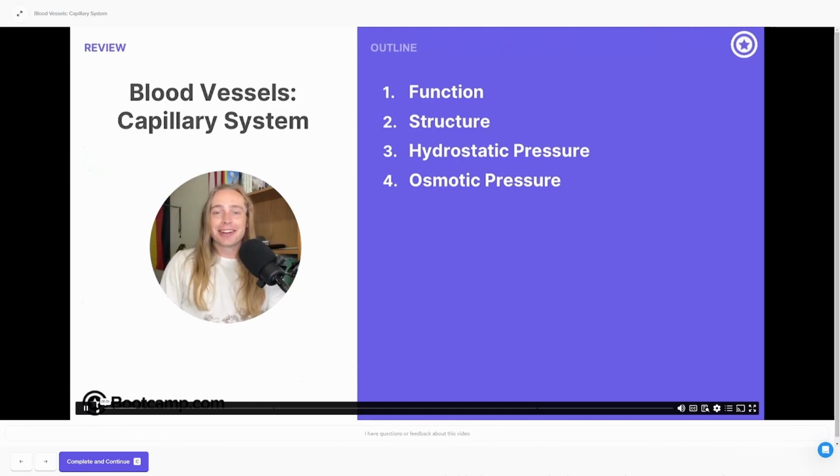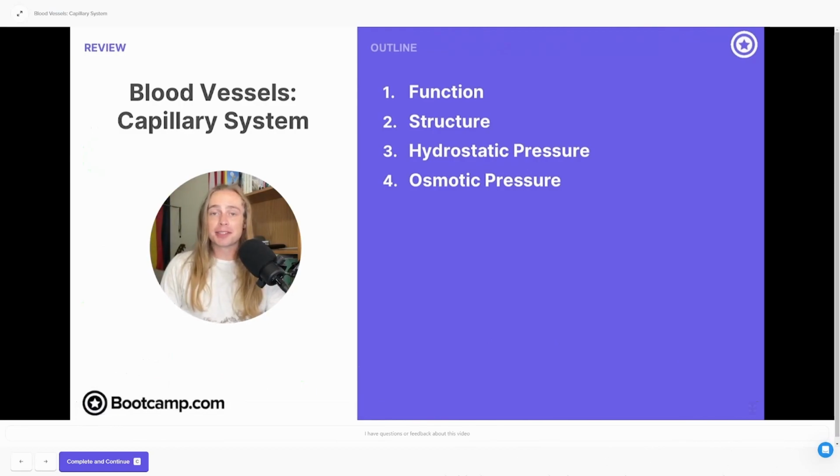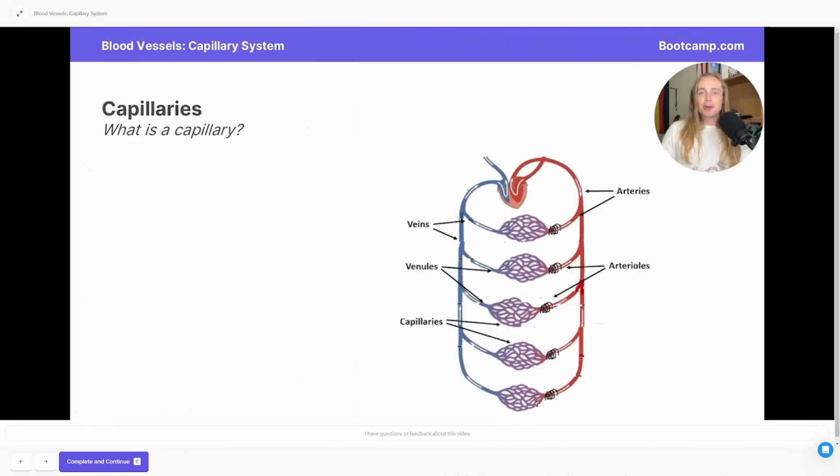Hi everyone, Kelton here. Today we are going to be discussing capillaries, so pause the video, take a look at the outline, and we're going to jump right in. To start off, we need to address what a capillary is, and by now we've heard this term quite a bit, so how would you describe what a capillary is to a friend? Go ahead and use this image to help explain it.